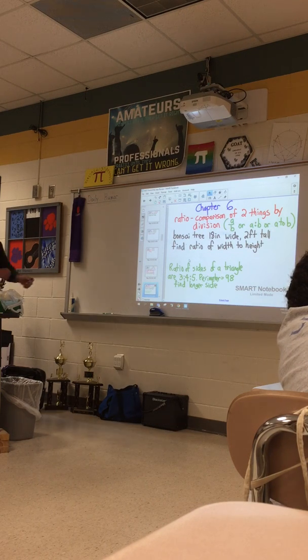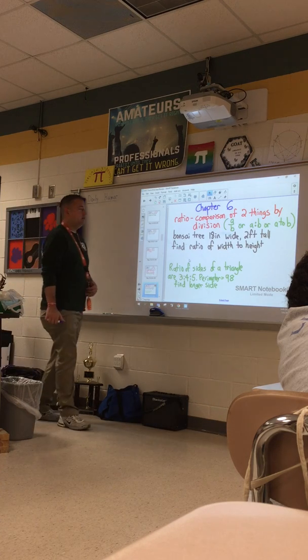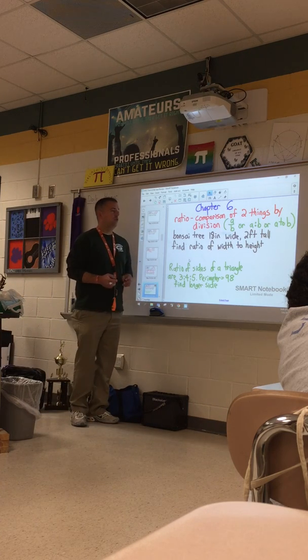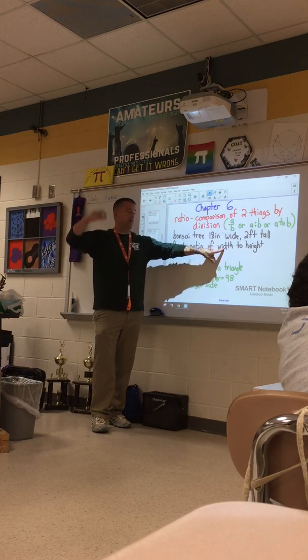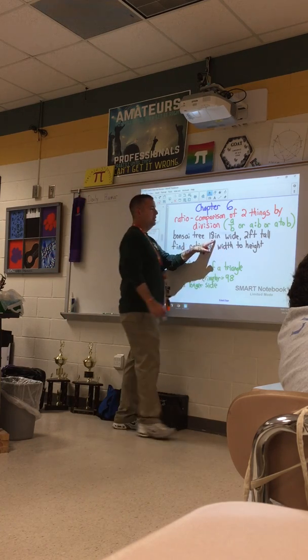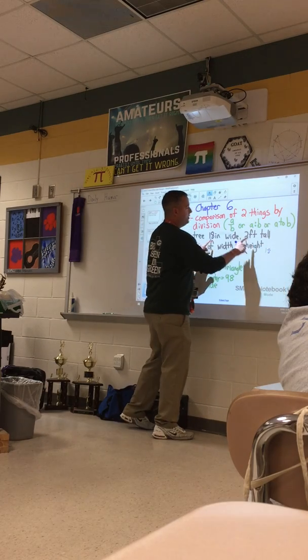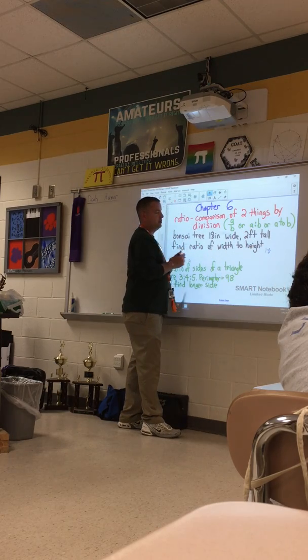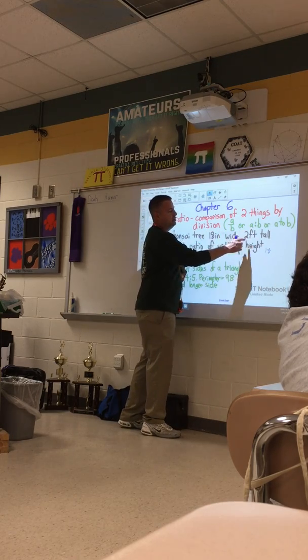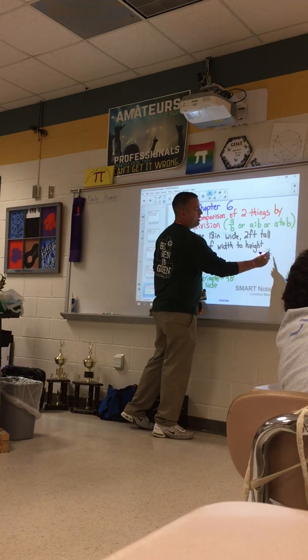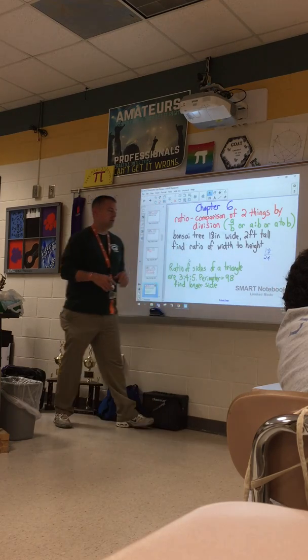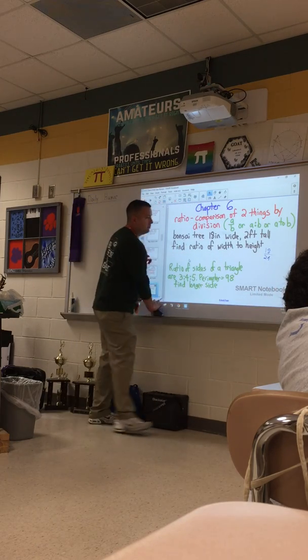So example here, if I've got a bonsai tree that's 18 inches wide, 2 feet tall, and they ask for the ratio of the width to the height, whichever one they mention first is the one that goes on the top. All right, so width goes on top. 18 inches on top, but remember, I gotta make sure these units are the same. So if I wanted to compare inches to inches, it's probably easier to convert this to inches. So 18 inches on top, the height on the bottom, which is 24 inches. Make sure the units cancel out and then simplify your fraction.